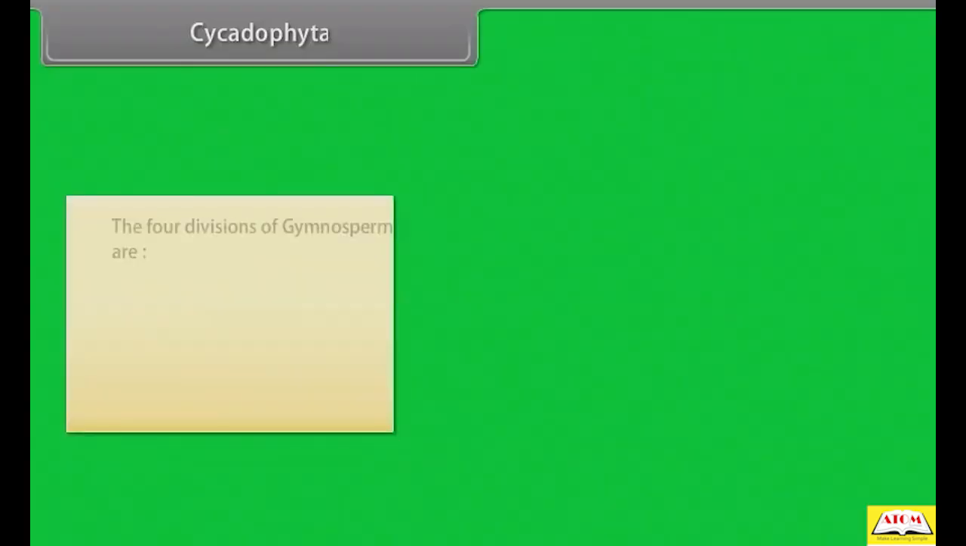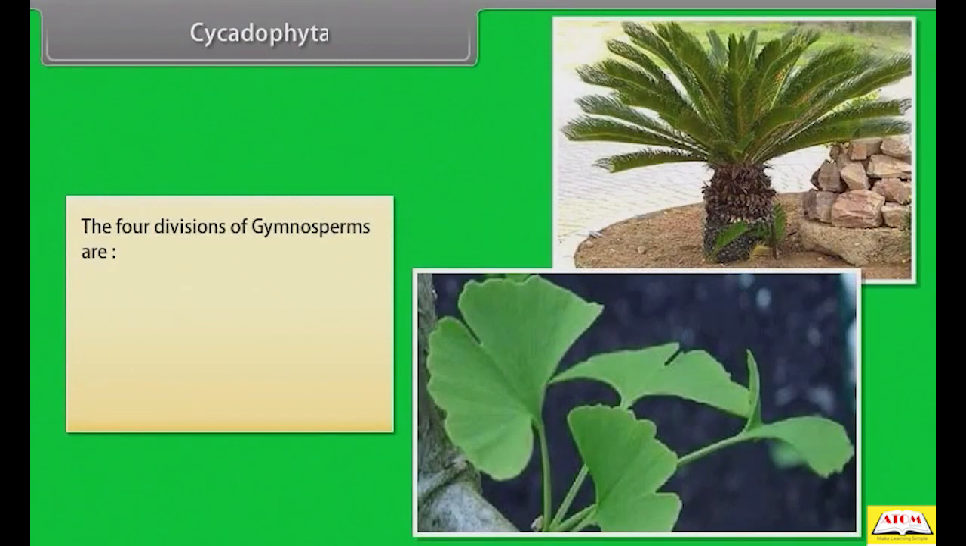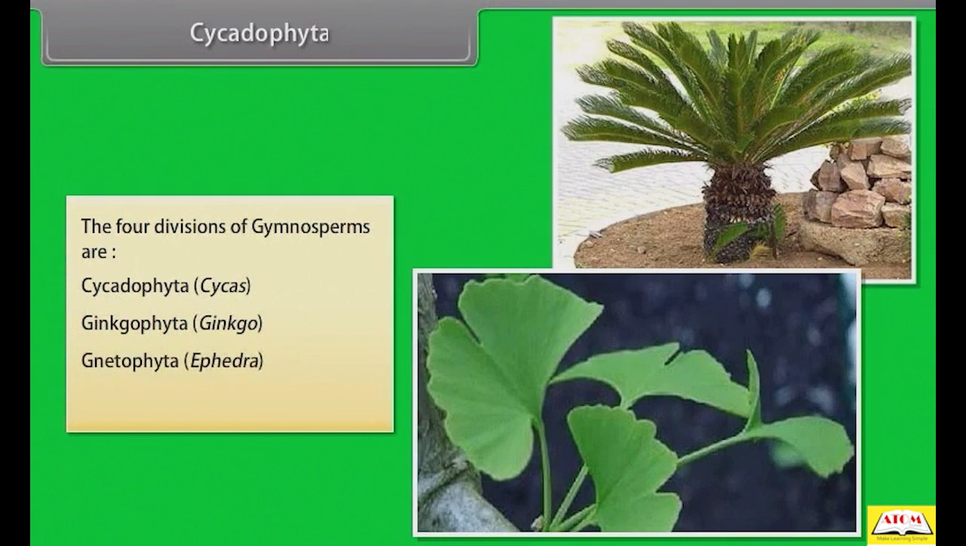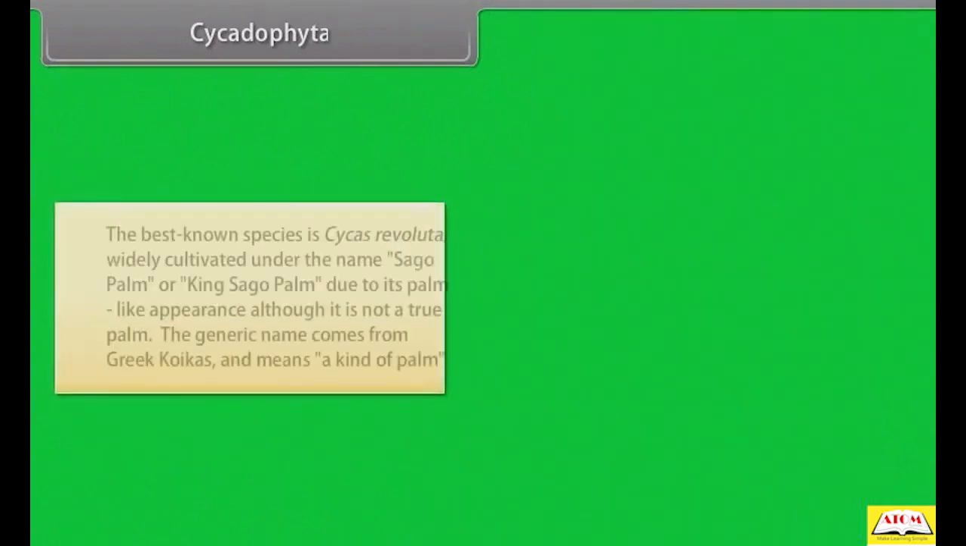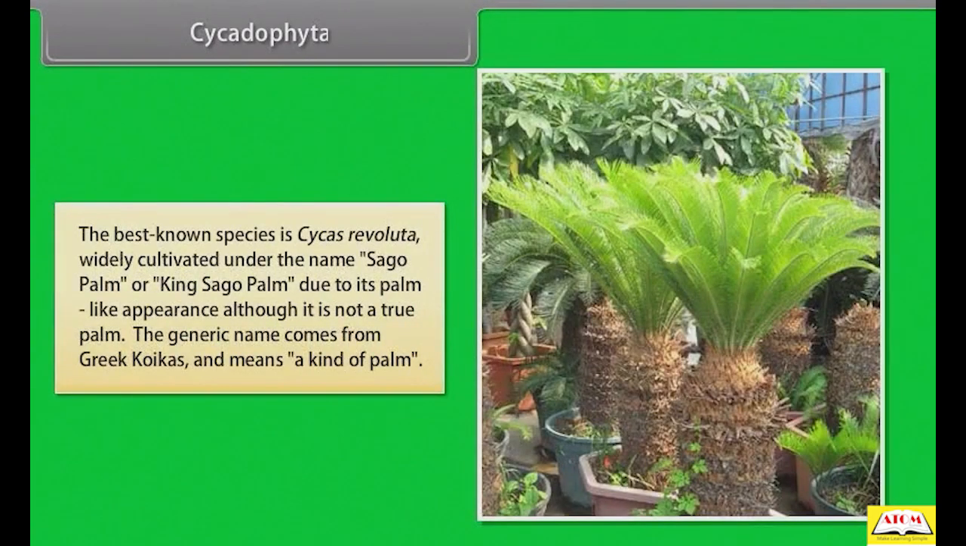Cycadophyta. The 4 divisions of gymnosperms are Cycadophyta, for example Cycas, Ginkgophyta, Ginkgo, Gnetophyta, Ephedra, and Coniferophyta, Pinus. The best-known species is Cycas revoluta, widely cultivated under the name sago palm or king sago palm due to its palm-like appearance, although it is not a true palm. The generic name comes from the Greek koikas and means a kind of palm.